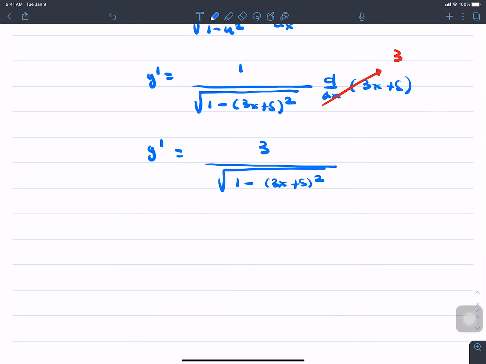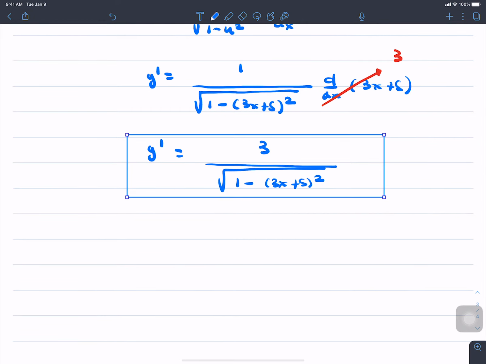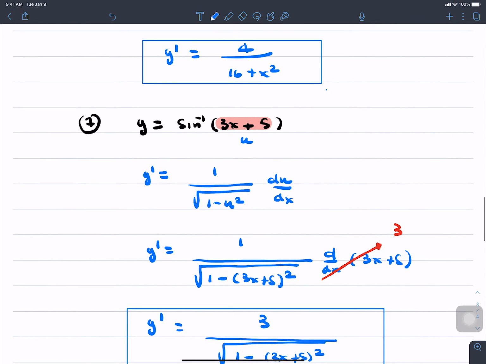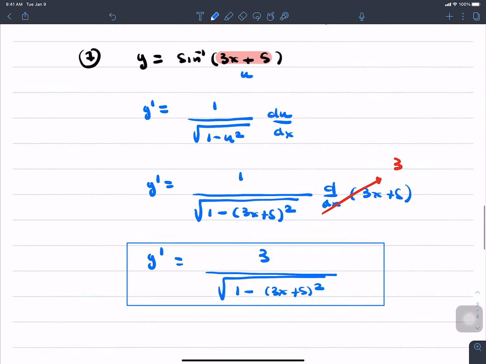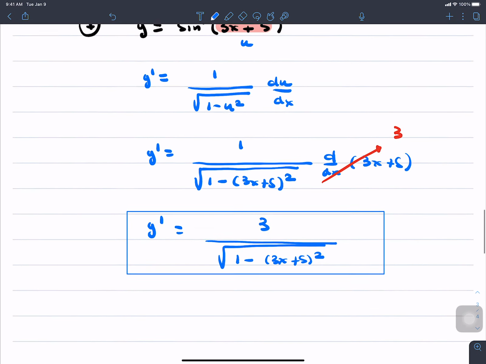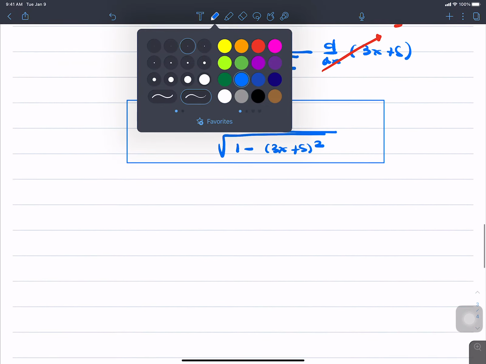Now we can leave it like this, or we can expand that. But I think we'll leave it like this morning, since we're just trying to enjoy some derivatives with our coffee here. Number 7. But you could use FOIL, I guess, if you wanted.